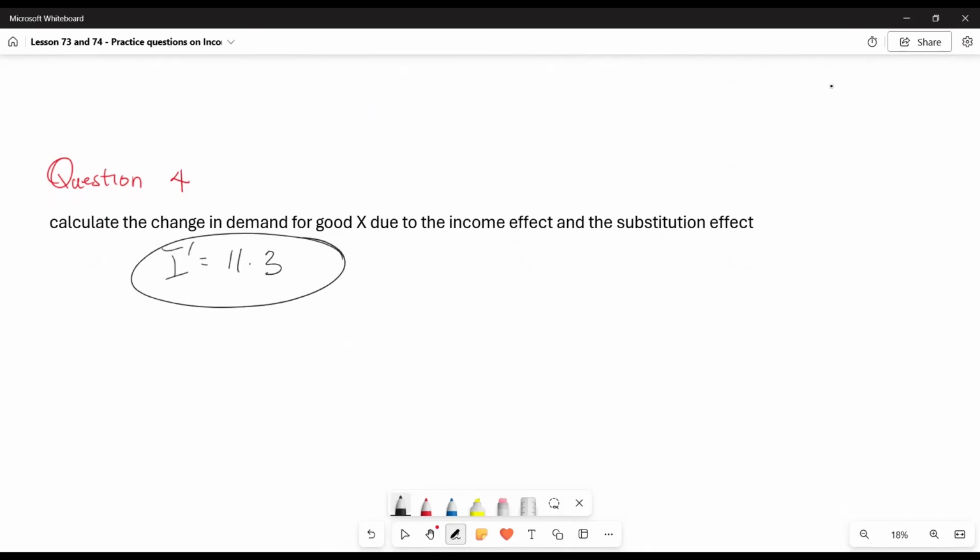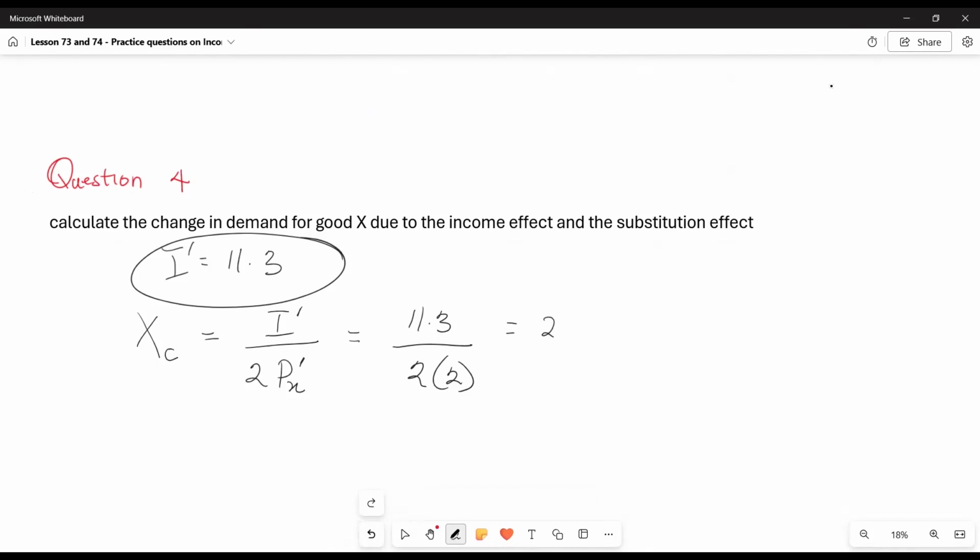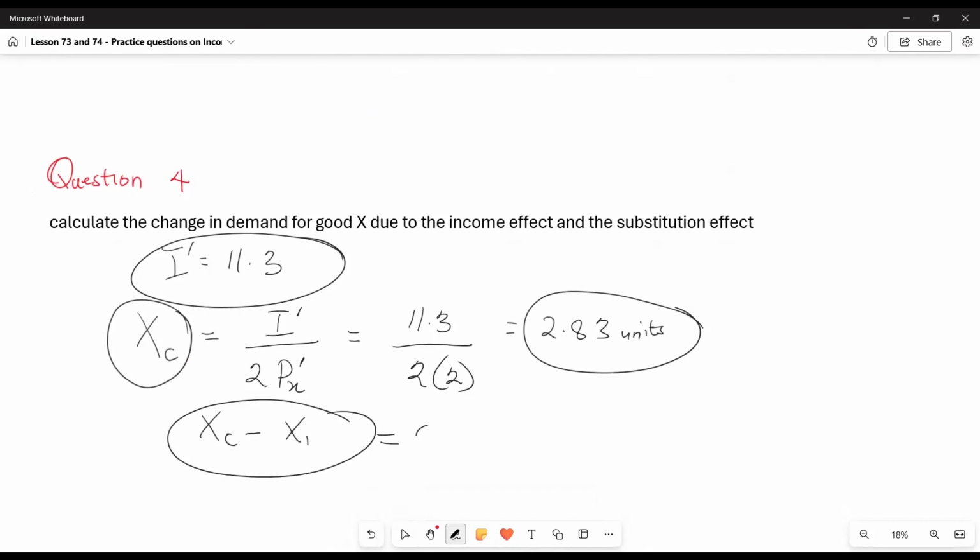At this new income, our quantity demand of good X, if we represent this as XC, is going to be the new income divided by 2, the new price. So this is 11.3 divided by 2. So this is 2.83 units. Our XC is 2.83 units. We have said that the difference between XC and X1 is our substitution effect.